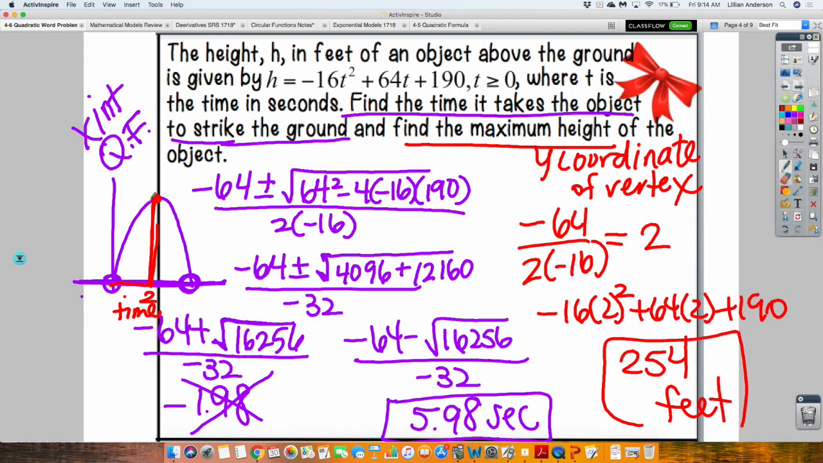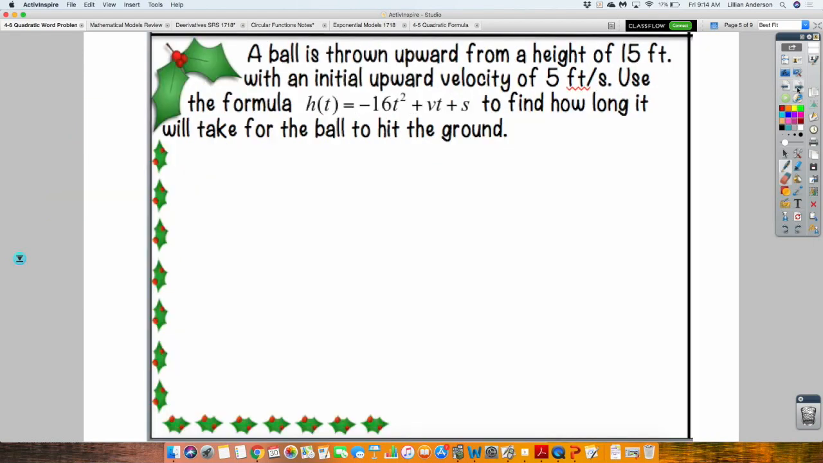What did you get? So that's how high it goes on your graph. Okay? That's how high the object goes. Okay? Questions? Read it.